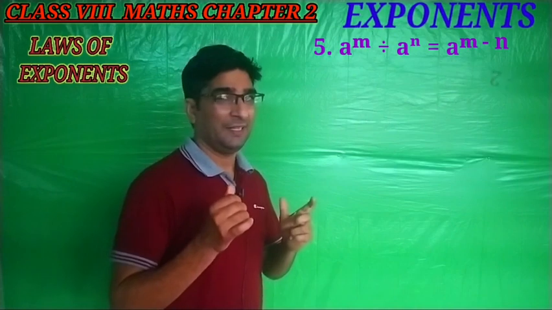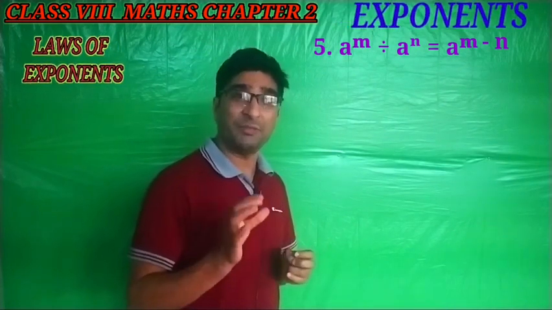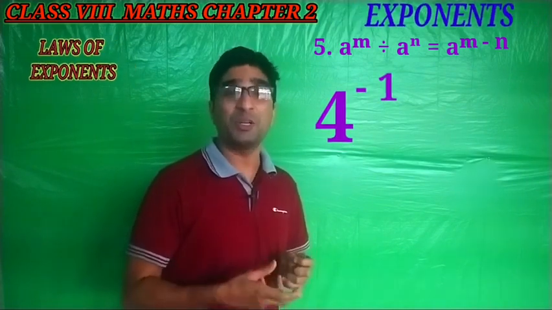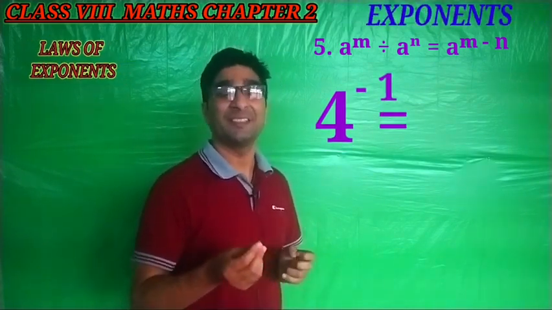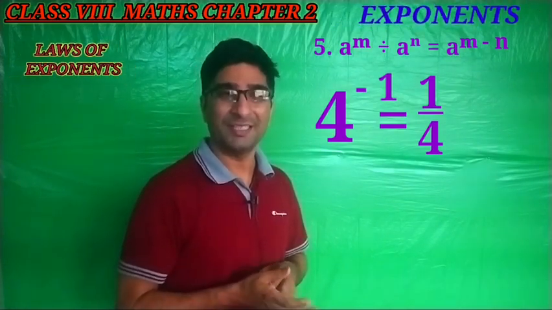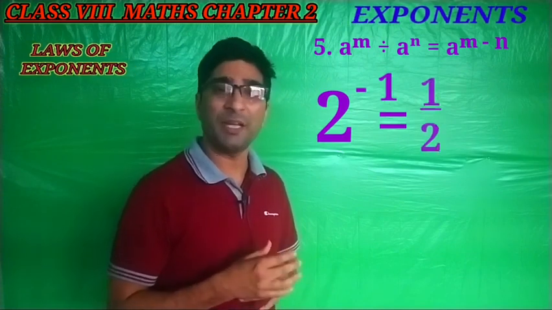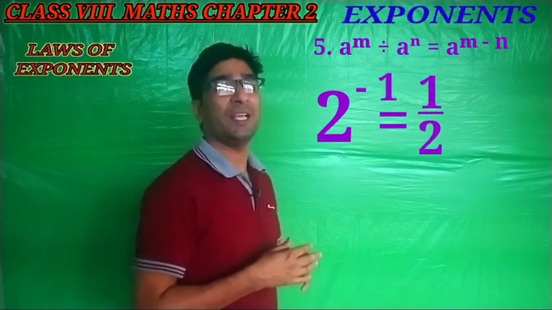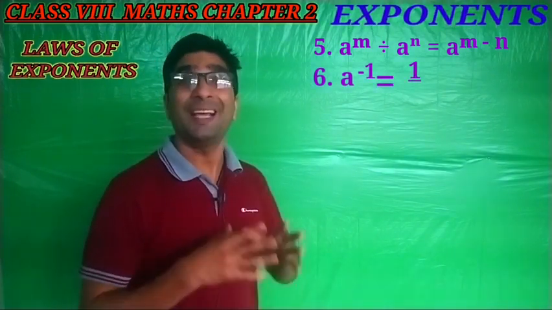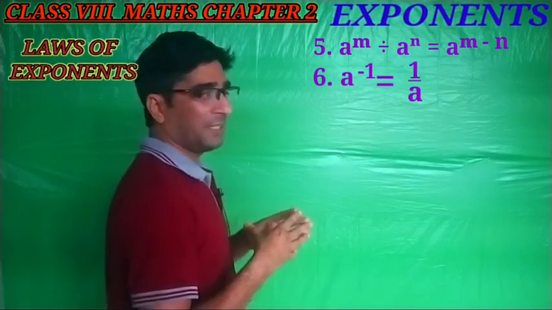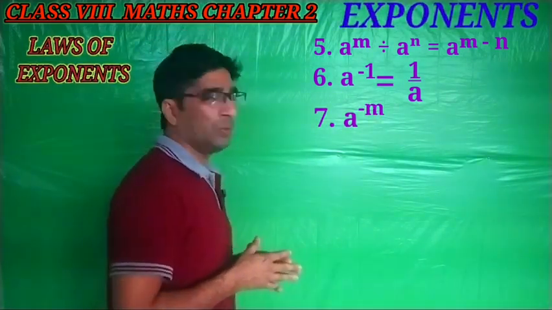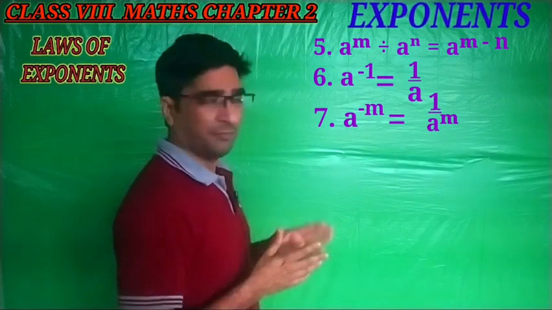Now my dear, if the power is negative, suppose 4 to the power minus 1. 4 to the power minus 1 means it is 1 by 4, that is 4 inverse. 2 to the power minus 1 is equal to 1 by 2. That's why a to the power minus 1 equals 1 by a. If you write the same rule in another form, then a to the power minus m is equal to 1 by a to the power m.